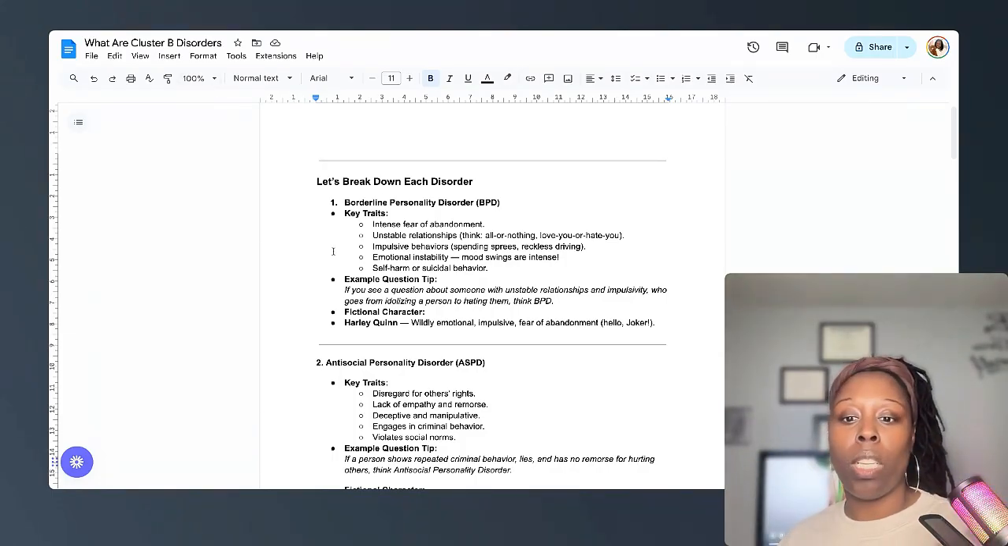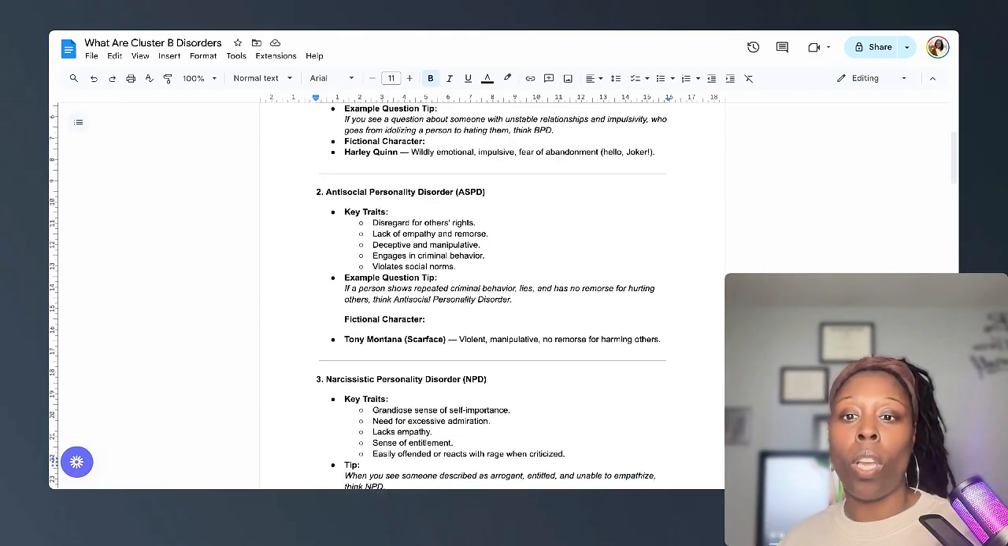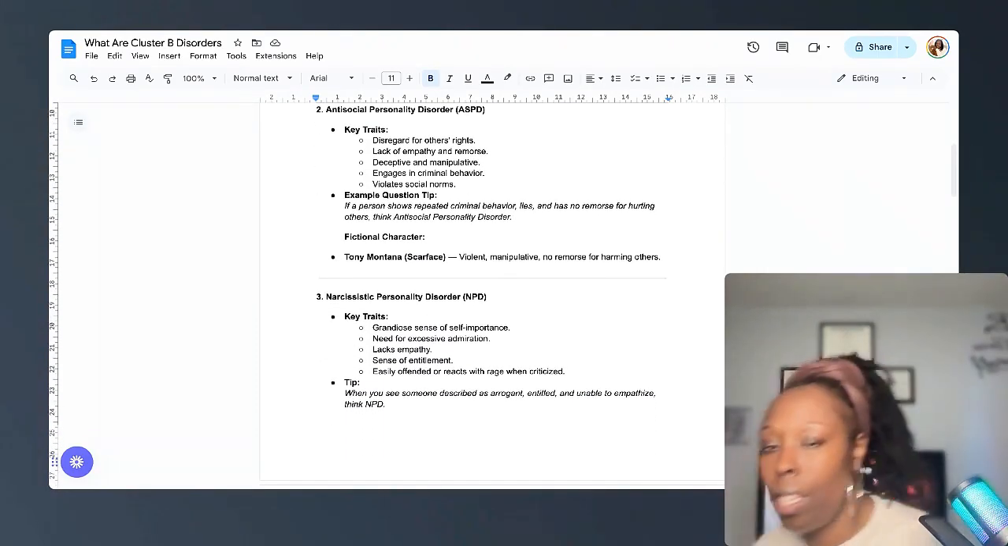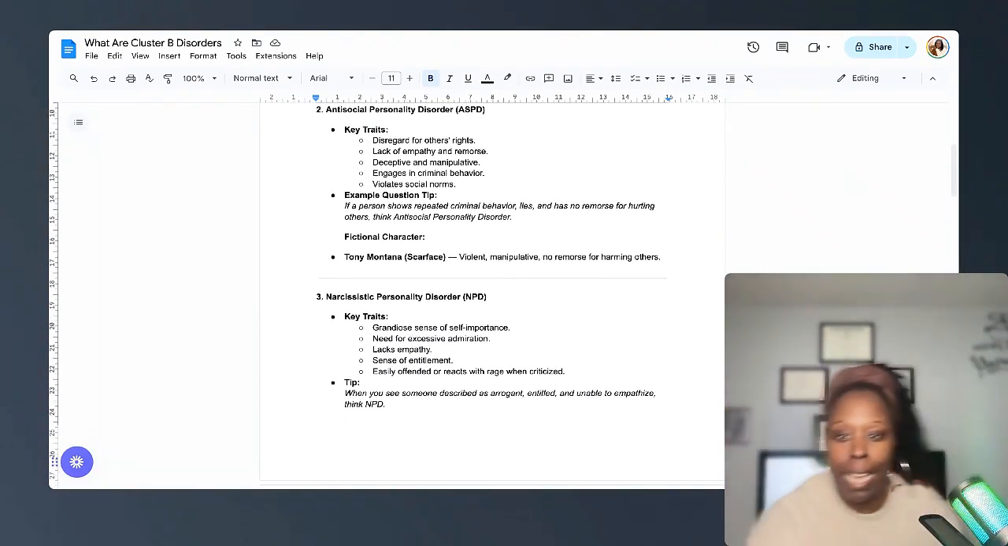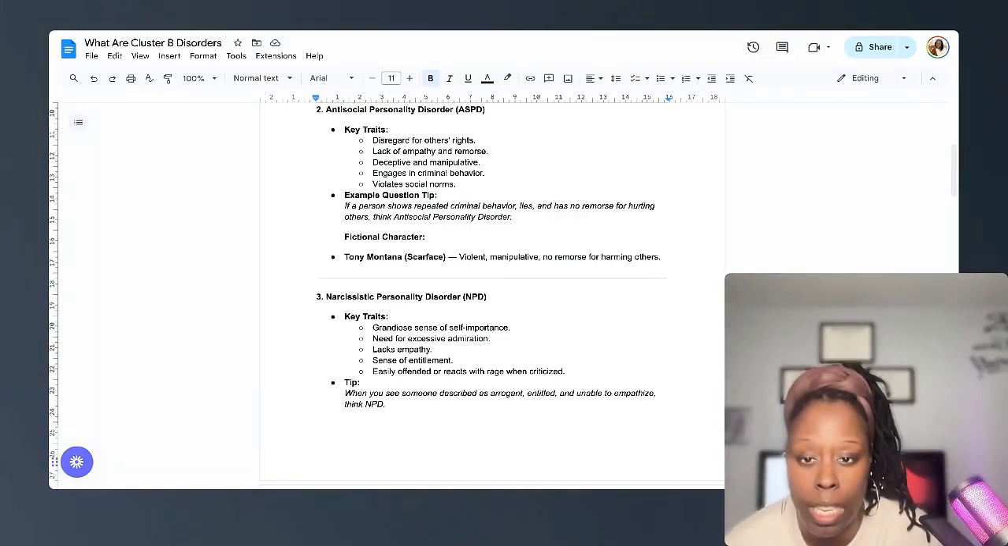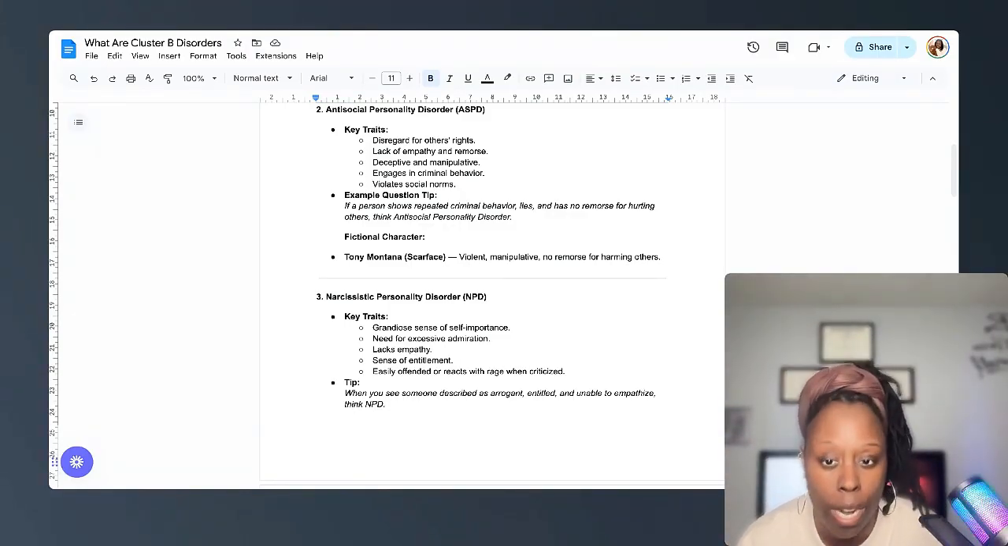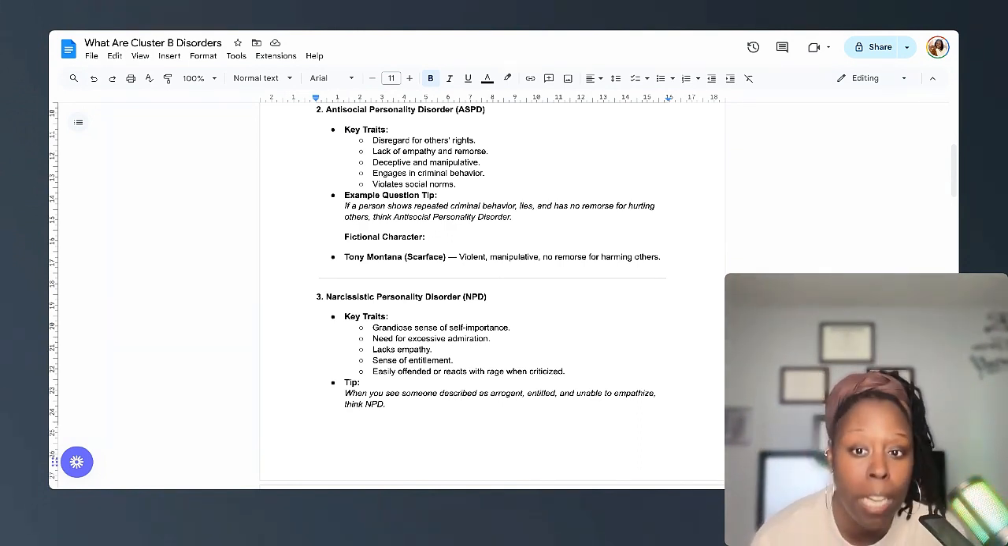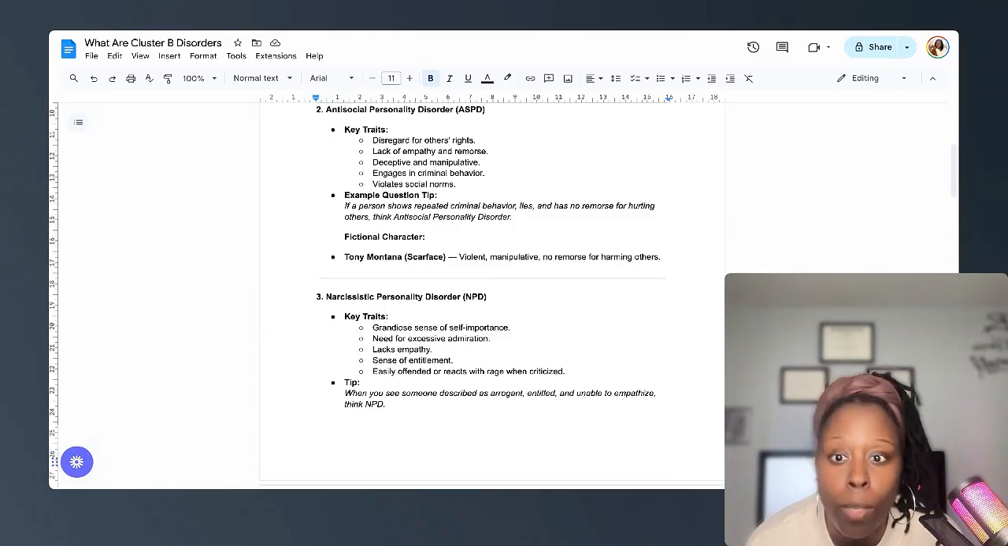Also, let's move on to antisocial personality disorder. So some key characteristics here. This cluster is so dramatic. I think I need to stand up for this one. Some key characteristics here are that they have a disregard for others' rights. They lack empathy and remorse. They're deceptive and manipulative. They engage in criminal behavior and they violate social norms.